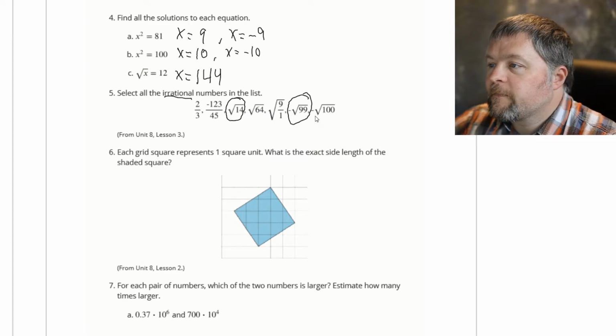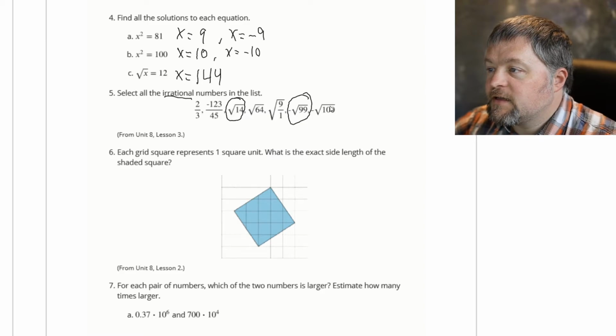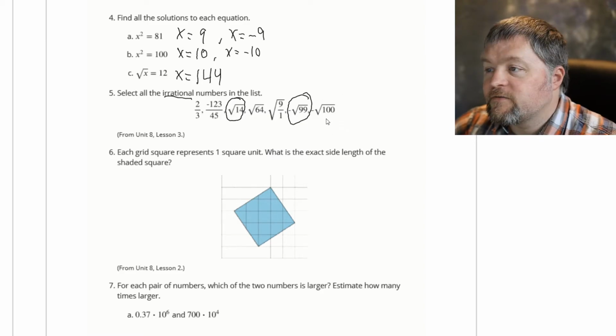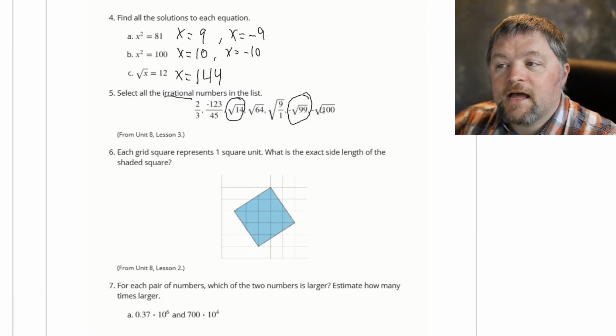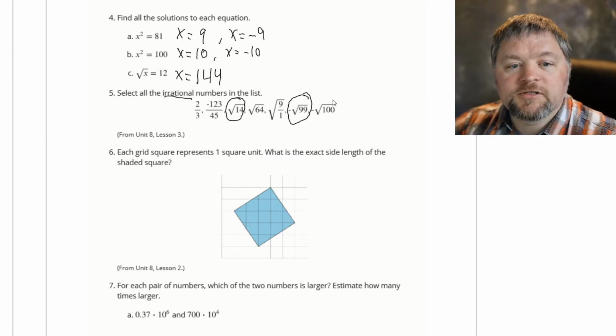The negative square root of 100. The square root of 100 is 10. So this one would be negative 10, or negative 10 over 1 if you want to write it as a fraction. So there were 2 irrational numbers on this list.